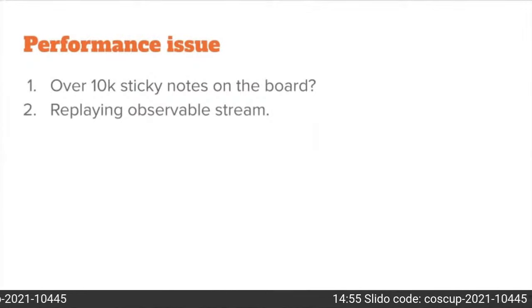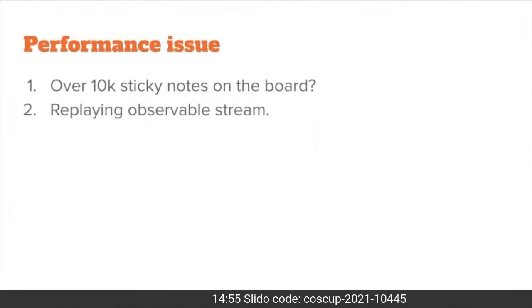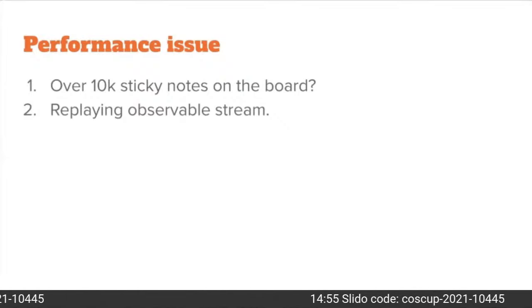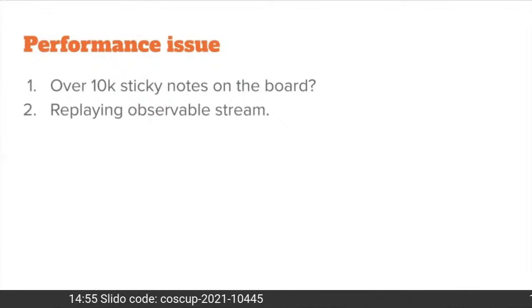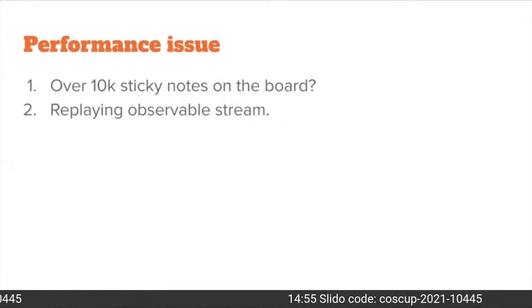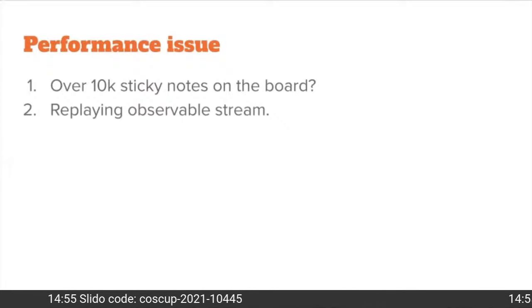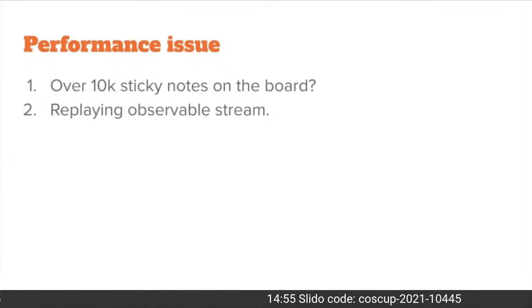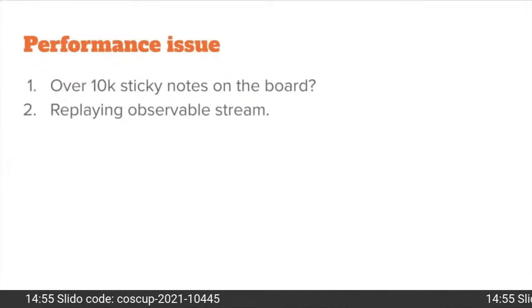At the end of this talk, I want to talk about performance issues. If we have 10K sticky notes on the board and are still using the same interface, which is an observable of a list of nodes, whenever there's an event coming from Firebase, we need to convert 10K sticky note objects at once. So that might cause a memory overhead. So we might need to change our structure to solve this problem.